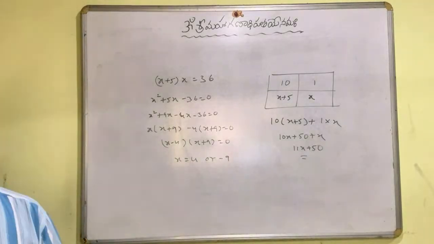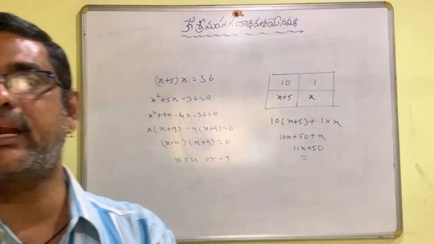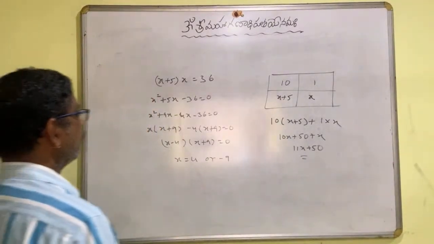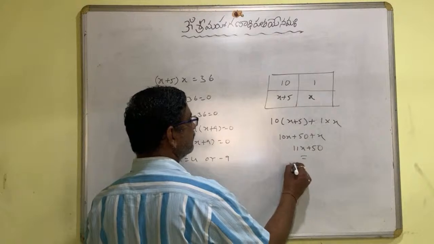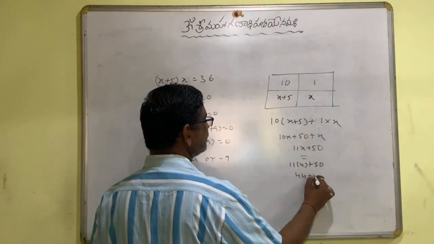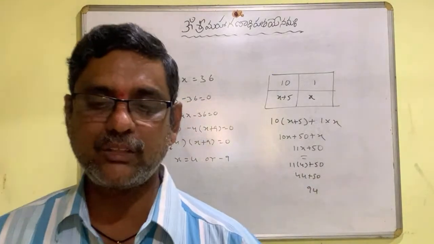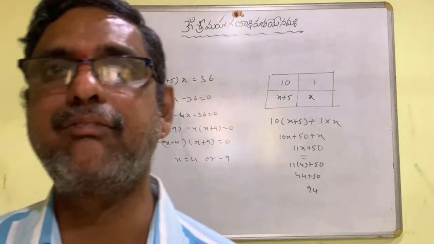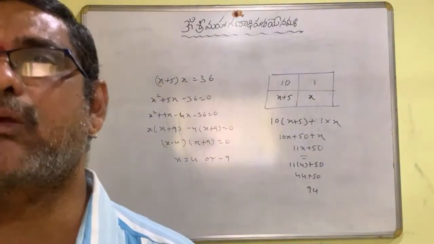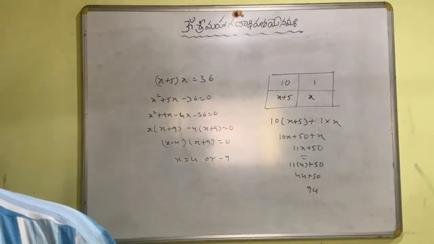We cannot consider negative 9. We will consider only positive 4. So the two-digit number will be 11 into 4 plus 50, that is 44 plus 50, which is 94. The two-digit number is 94. Easy question if you understand what a two-digit number is and how to write it.